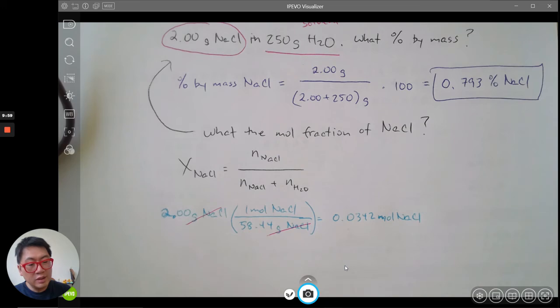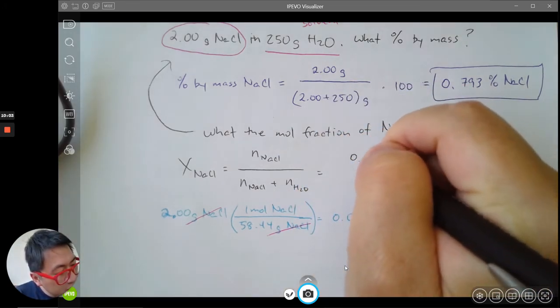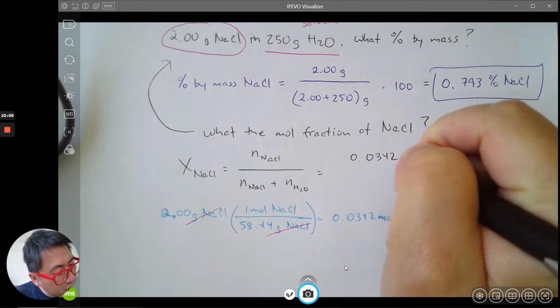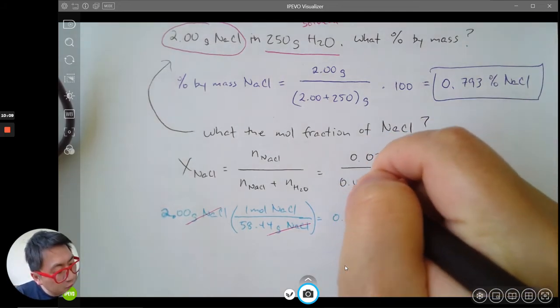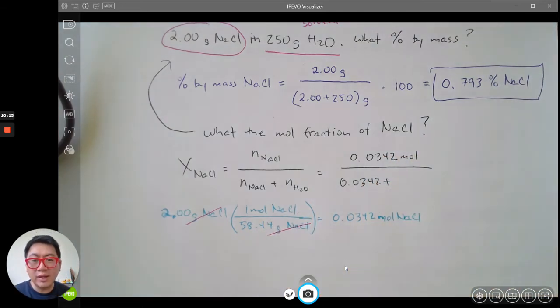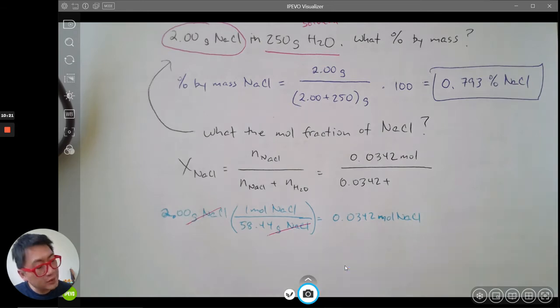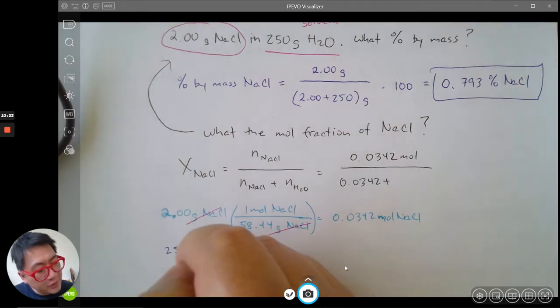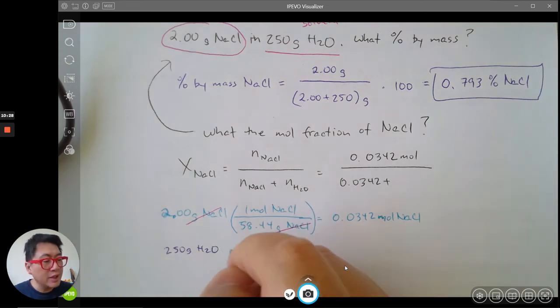So the moles of salt is 0.0342. Let me plug that in. Moles of salt, 0.0342. I need to find one more thing, the moles of water. So to find the moles of water, how much water did I have anyway? 250 grams of water. 250 grams of H2O. Change that to moles, meaning I have to find the molar mass of water.